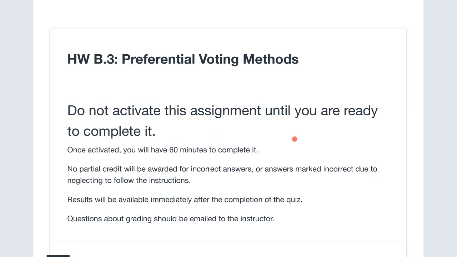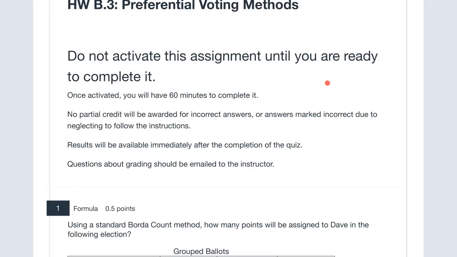Here's an example of homework B.3, preferential voting methods. As with all the homeworks, make sure you're ready to do it as soon as you start it, because you have an hour to get it done. No partial credit for incorrect answers, especially ones due to being marked wrong for not following the directions. Make sure you review your results immediately after you finish it and send me questions.